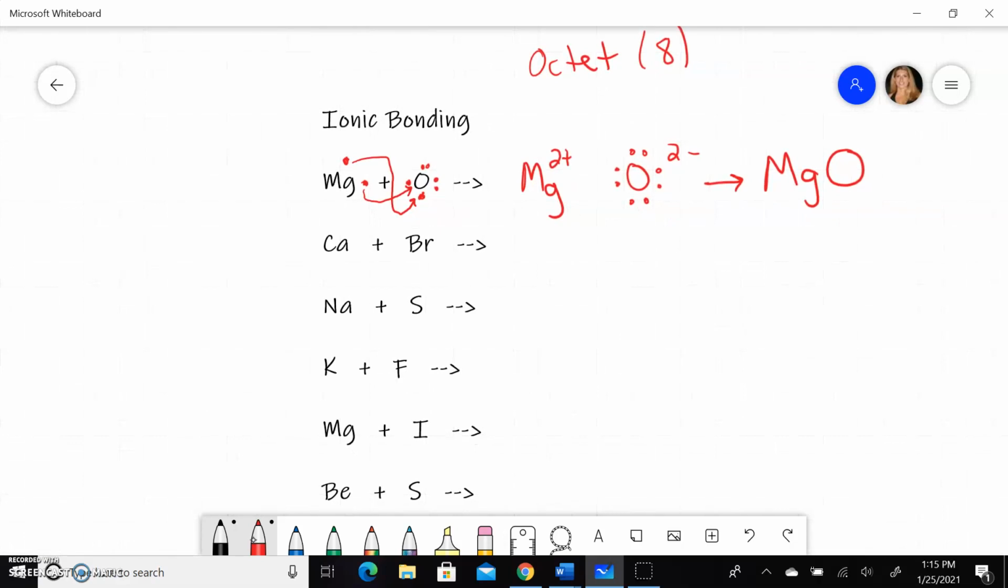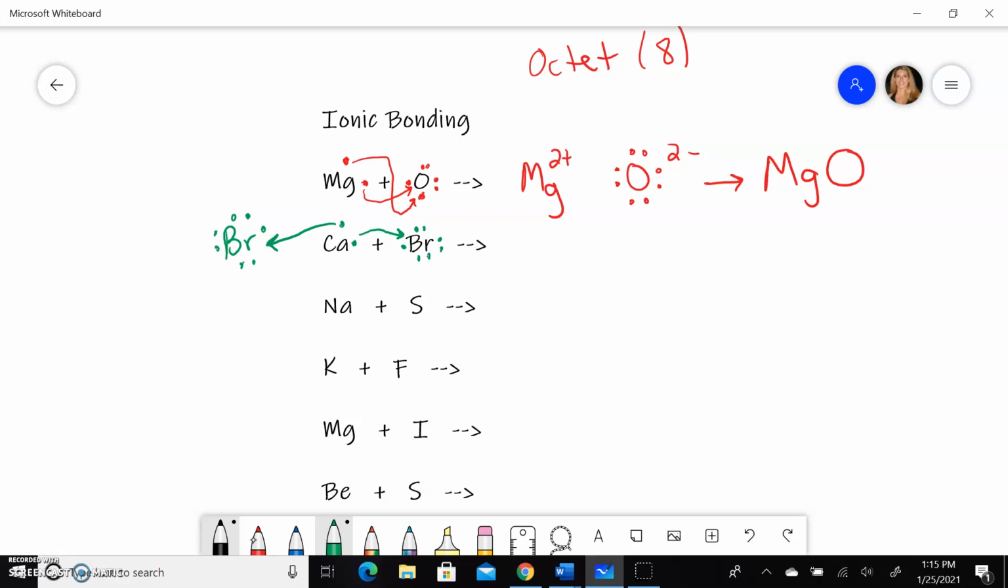All right, let's do another one because they're not all that simple. Calcium has 2 valence electrons and bromine has 7. So calcium can lose one of its electrons to bromine, but the problem is now bromine has 8 and it's full, and calcium still has that other electron to lose. So in this case, we need another nonmetal, another bromine, to receive that last electron.